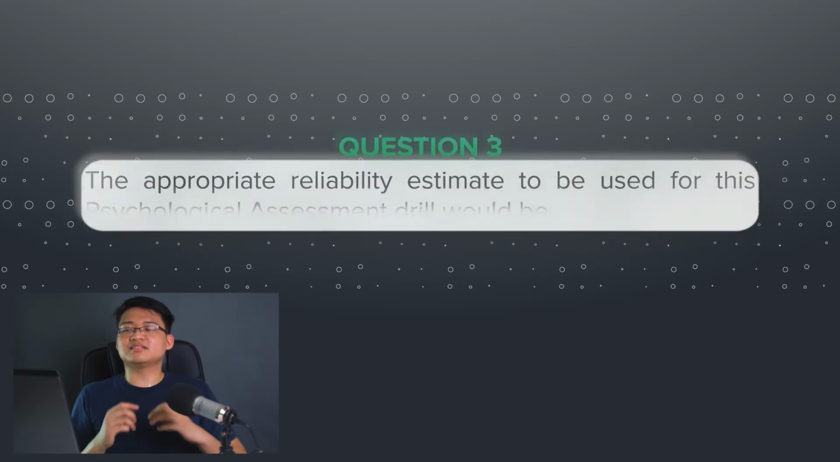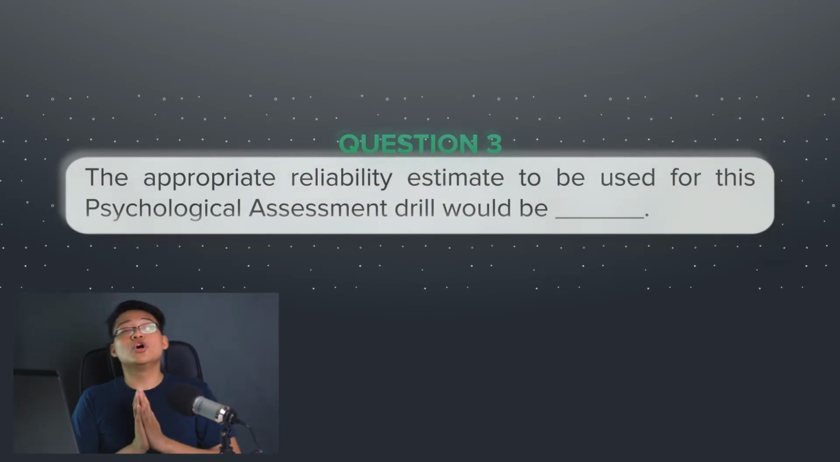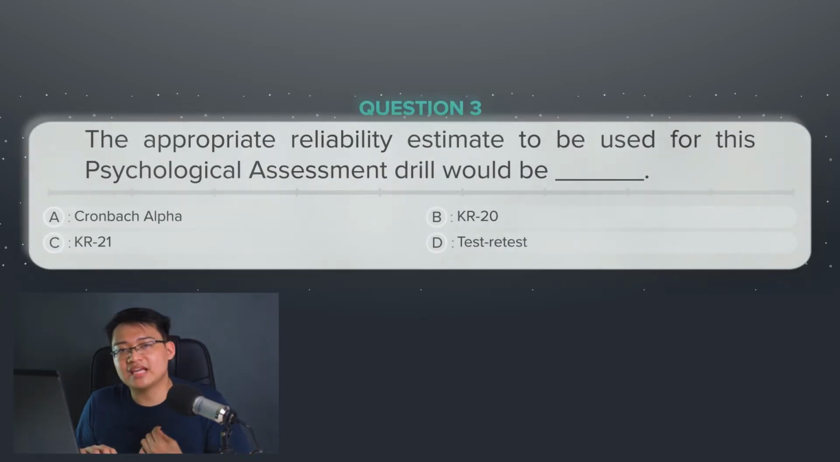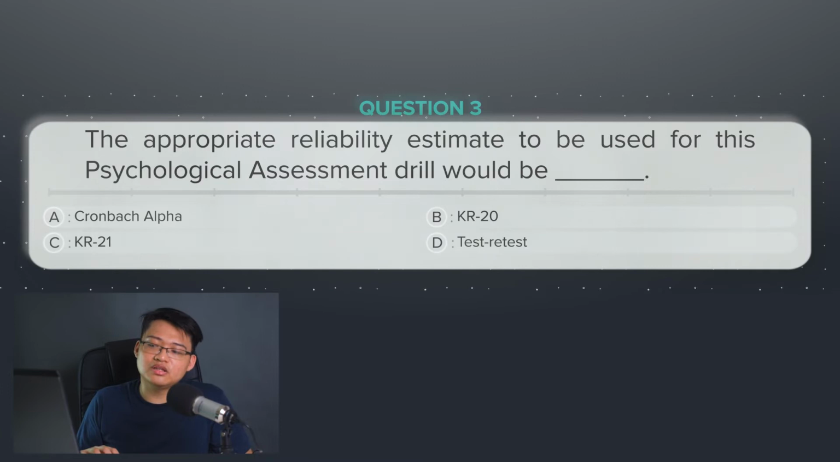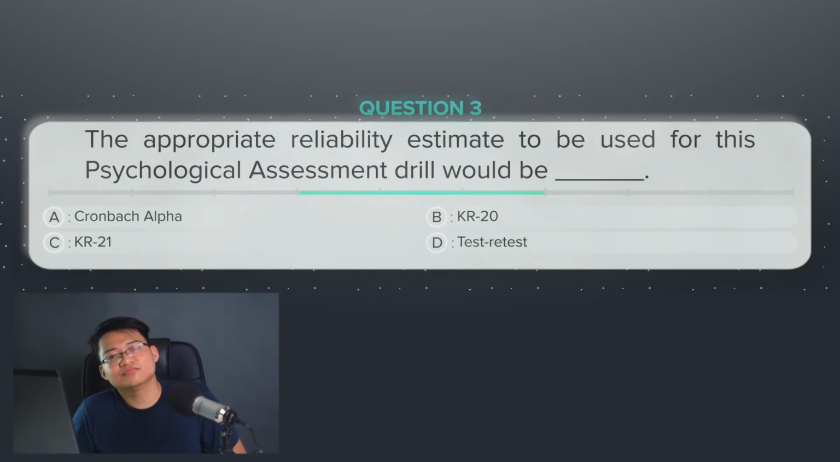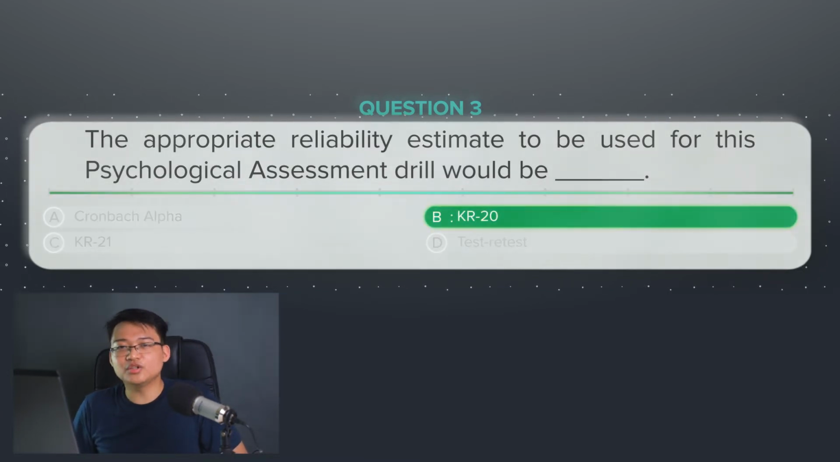The appropriate reliability estimate to be used for this psychological assessment drill would be A. Cronbach alpha, B. KR20, C. KR21, or D. Test-retest. And the correct answer is letter B, KR20.